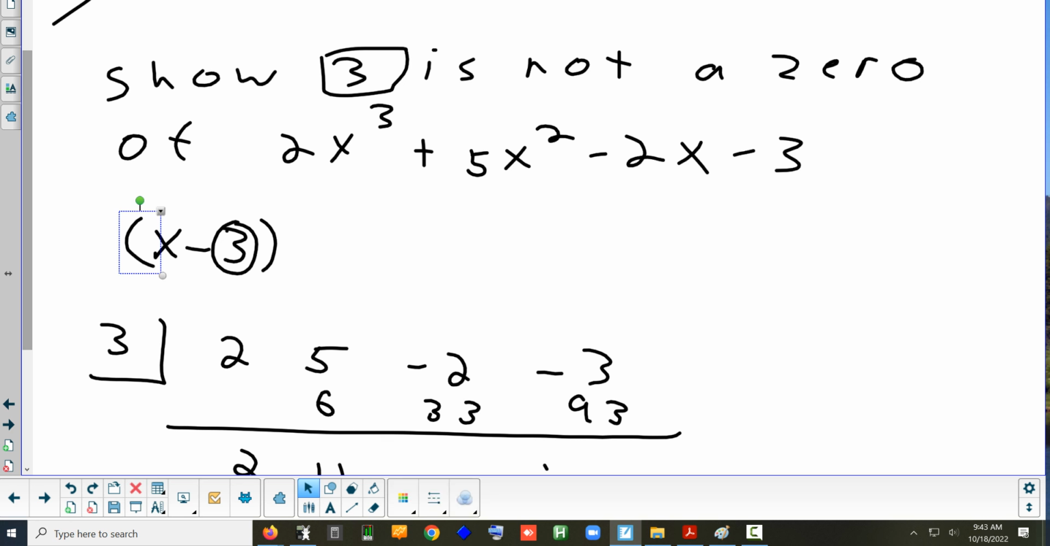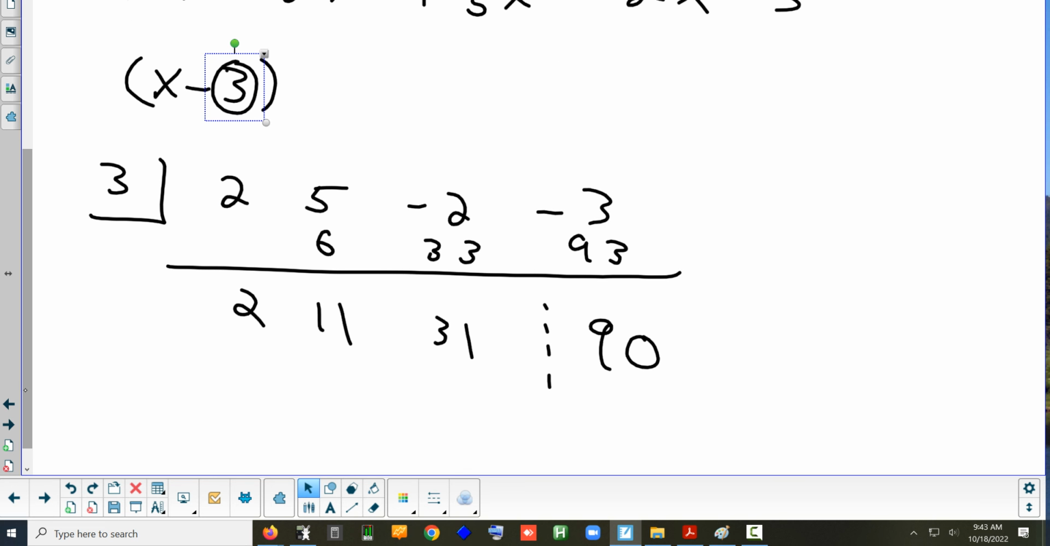That means x minus 3 is not a factor because it had a remainder. Because x minus 3 is not a factor, 3 is not a 0. 3 is not a root. 3 is not an x-intercept. All mean the same thing. Any question on that?